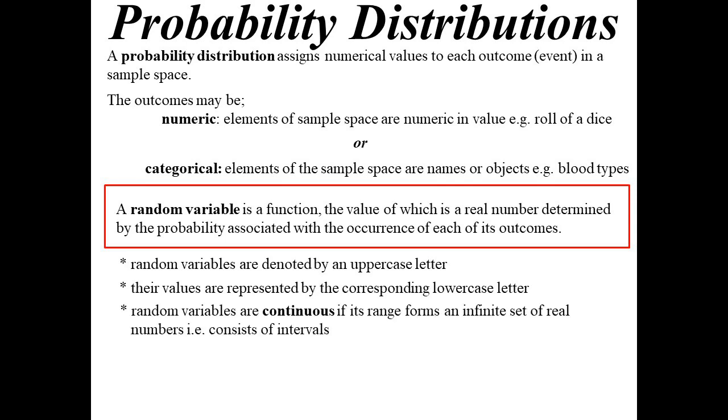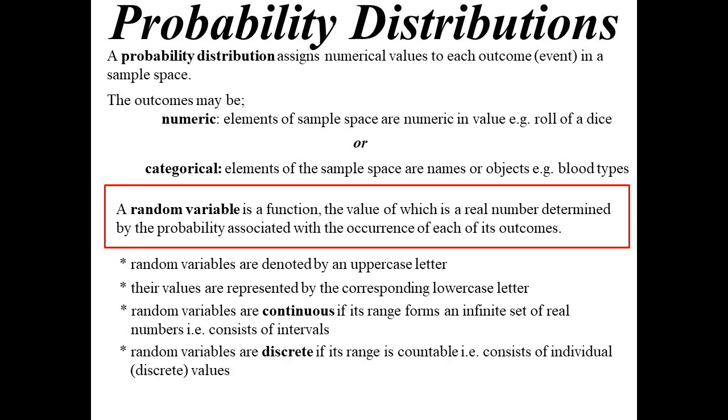Now, random variables are continuous if the range of answers forms an infinite set of real numbers. In other words, it's an interval, as opposed to discrete random variables, and that's if your range is countable. So it consists of individual values. So a continuous range might be all the numbers from 1 to 10, as opposed to a discrete one would be just the numbers 1, 2, 3, 4, 5, 6, 7, 8, 9, 10.